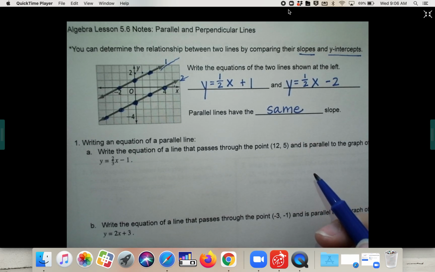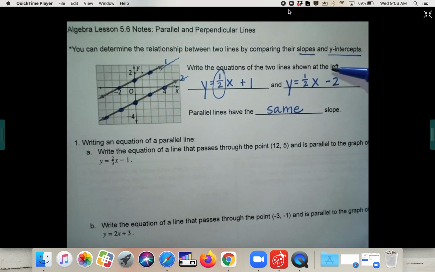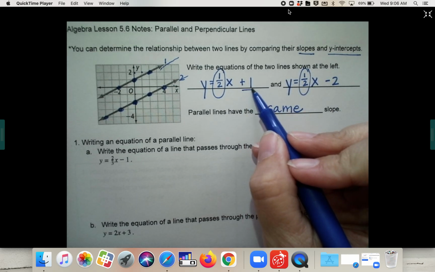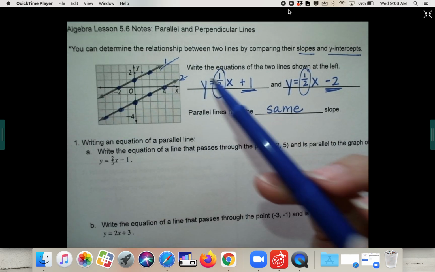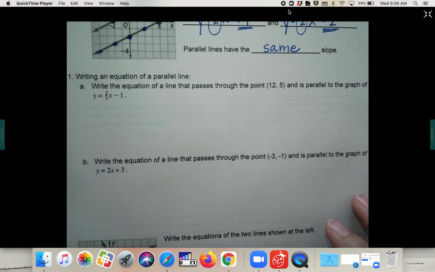So if you see them in an equation, if this part is the same as this part, then they are going to end up being parallel lines. You don't really care what the y-intercept is. You only care that the slopes are the exact same, and if so, they will be parallel. So knowing that, let's move down to the next question.